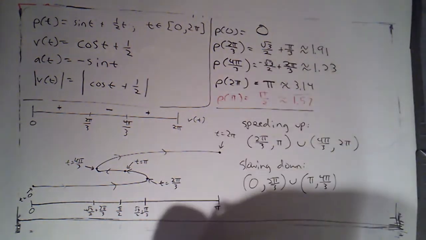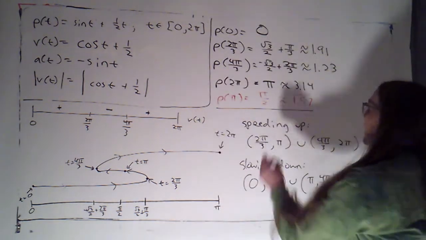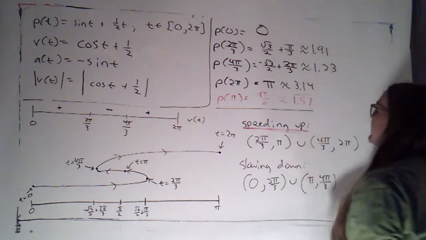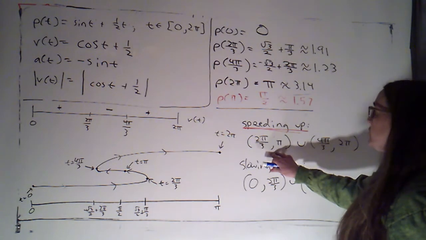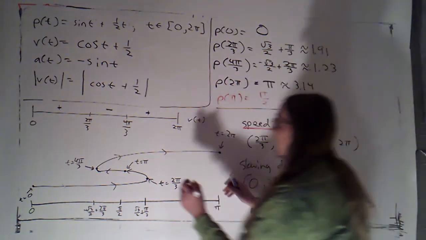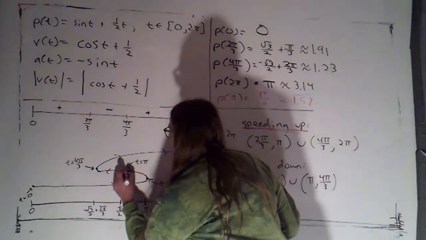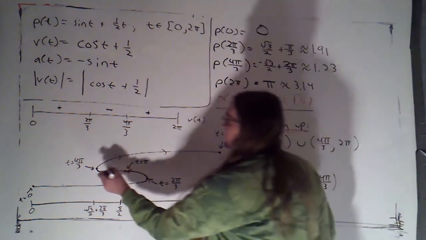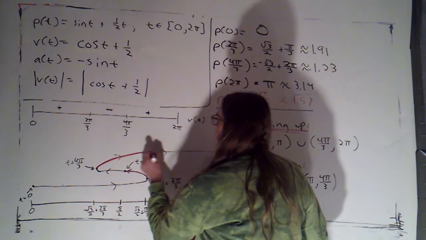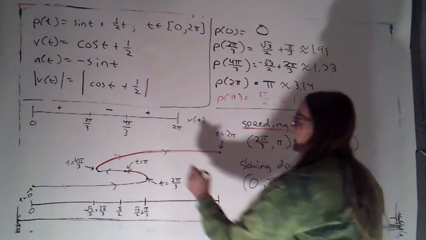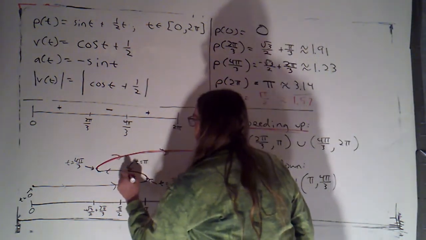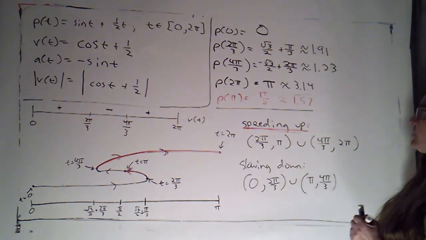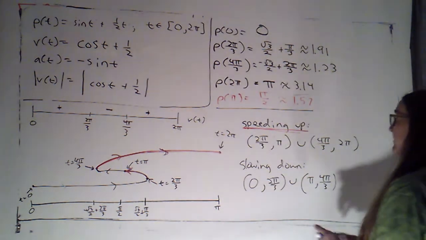Okay, so now I can color code. I'm going to let speeding up be in red. So that was from 2 pi over 3 to pi. And that was also from 4 pi over 3 to 2 pi. So those sections of the curve I've drawn in red to show that we're speeding up.